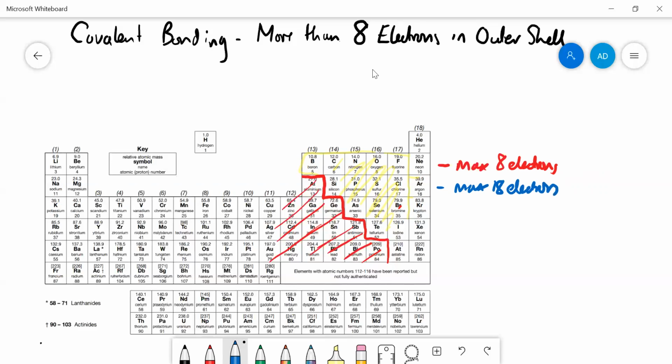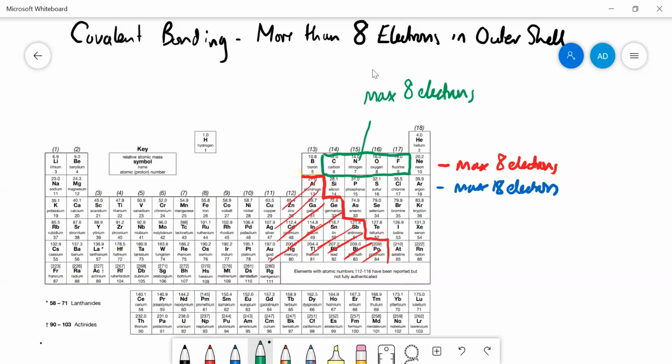What does this mean for us? Well, it means when we're talking about anything in period 2, and these are the most common things that we're dealing with, so we're dealing with carbon, nitrogen, oxygen, and fluorine. Yeah, all of them, maximum of 8 electrons in the outer shell.